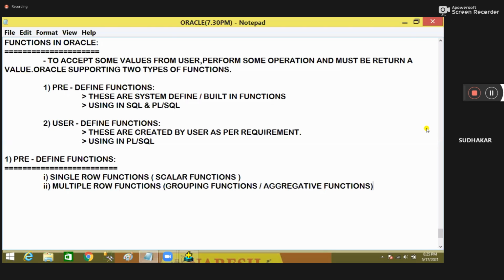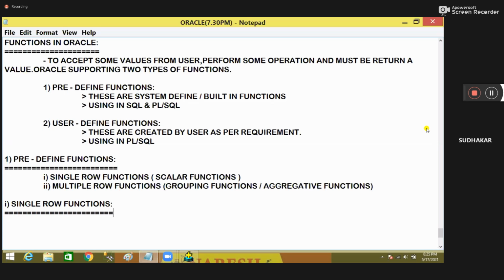So in the predefined category, again we have two types of functions here: single row functions as well as multiple row functions. Single row functions we also call scalar functions, and multiple row functions we also call grouping or aggregative functions. Okay now, right? So what is single and what is multiple? Let me check out, guys. First we will discuss the single row functions.